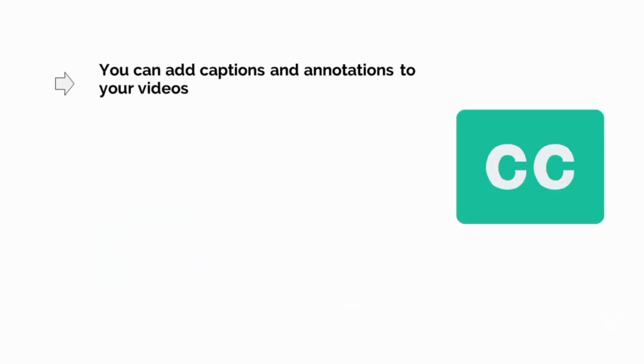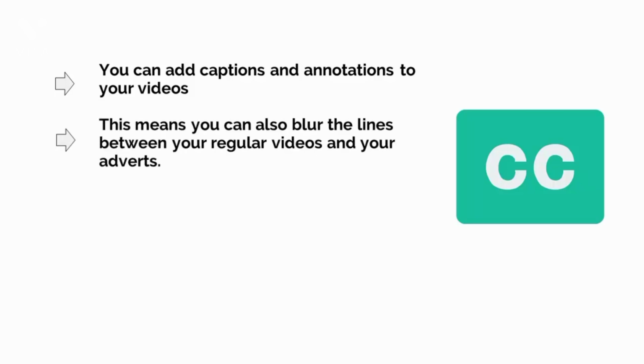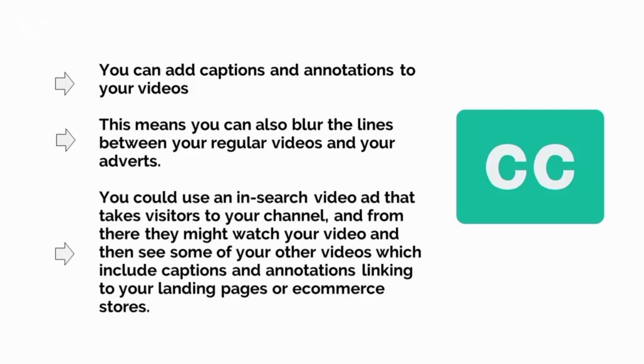Another option to consider is that you can add captions and annotations to your videos, which can be a better way to link to external pages. This is actually a way that you can circumvent the limitations of in-search ads, as you can use these captions to link directly to landing pages or your website. Of course, this means that you can also blur the lines between your regular videos and your adverts. For instance, you could use an in-search video ad that takes visitors to your channel, and from there they might watch your video and then see some of your other videos, which include captions and annotations linking to your landing pages or e-commerce stores.